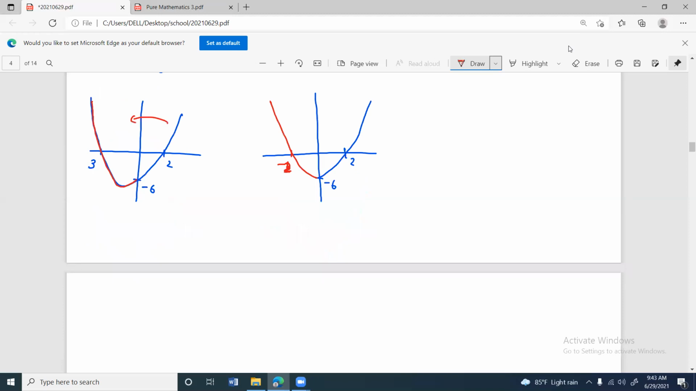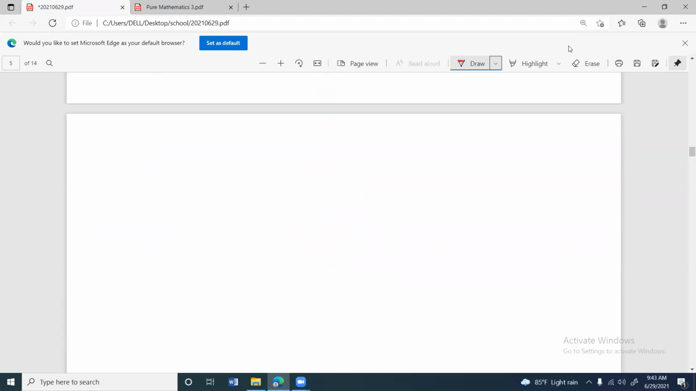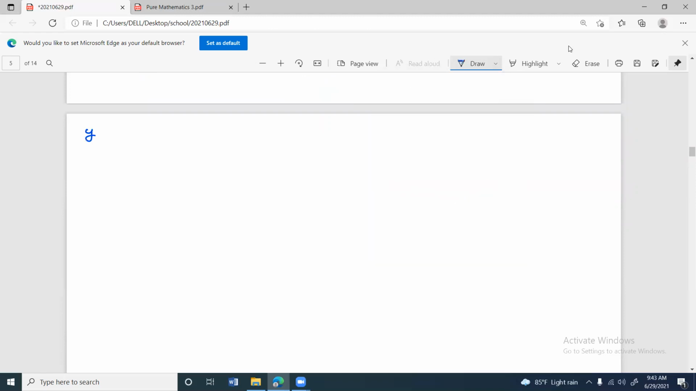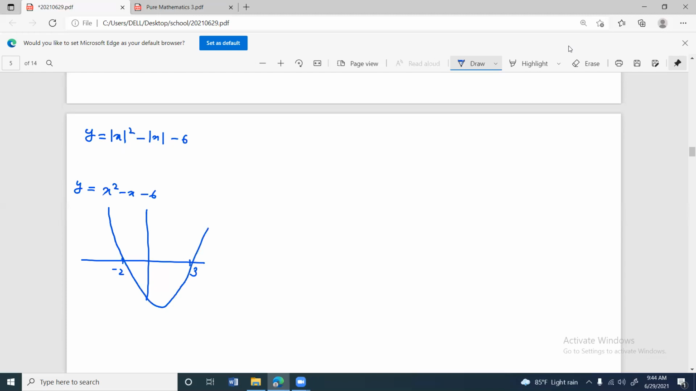We'll go ahead with another example as well. If it is a graph like this, y equals modulus of x squared minus modulus of x minus 6, the same graph with a negative value over here. So initially we need to draw y equals x squared minus x minus 6. If you draw this, you can say it's 3 and this is minus 2. The minimum comes to this side, where this value is minus 6.